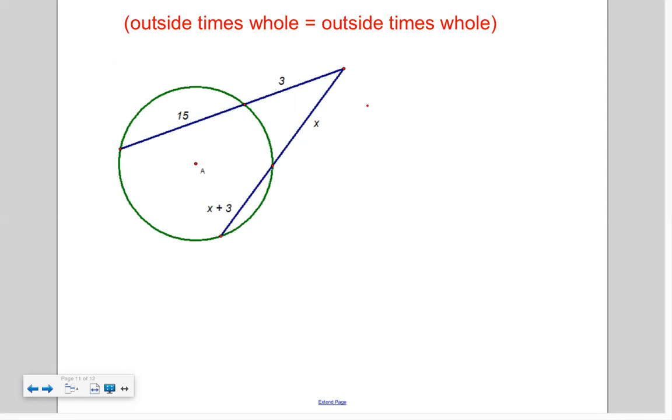So we got outside is x times the whole. And this is where you gotta be careful. It's not just x times x plus 3. It's gonna be x plus x plus 3, because that's the whole segment length, equals 3 times 18. All right, 3 times 18 is 54.